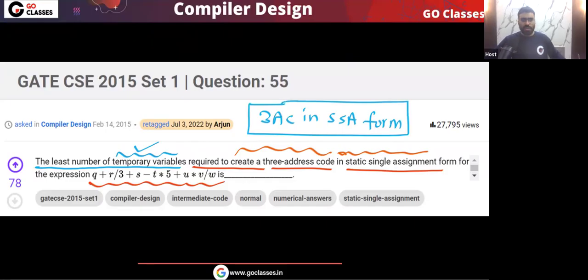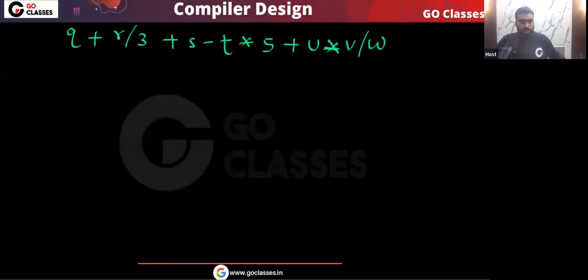Create 3-address code in SSA form. SSA form means don't assign the same variable more than once. Yes or no? Static single assignment. Don't assign the same variable more than once. And 3-address code you already know. So if you convert this into 3-address code, first what will happen? First of all, let me tell you that these are arithmetic operators. What is their precedence? Do you know from your school life? Let me take you back to school life.